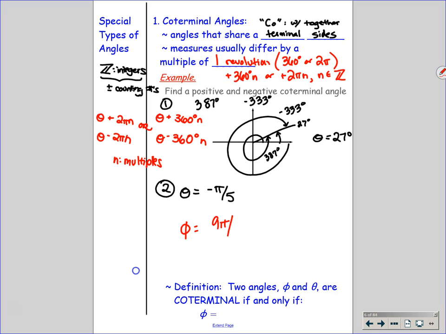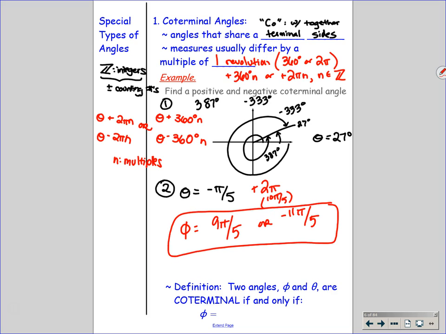9 pi over 5, right? Wait, can we do that with mental math? Aren't we adding 2 pi? That's hard, isn't it? Wait a minute. What is 2 pi in fifths? See, you're just making the mental math easier. So if you add 10 fifths, it's 9 pi over 5. If you subtract 10 fifths, you get... Oh, maybe radians aren't that bad. You just gotta think fractions.